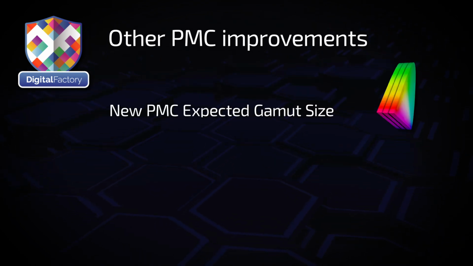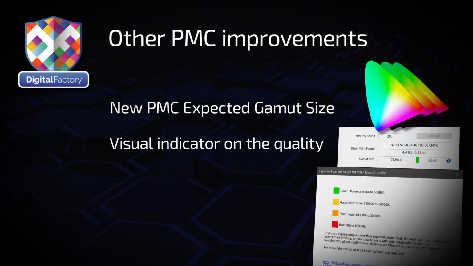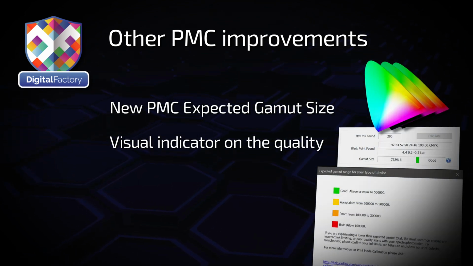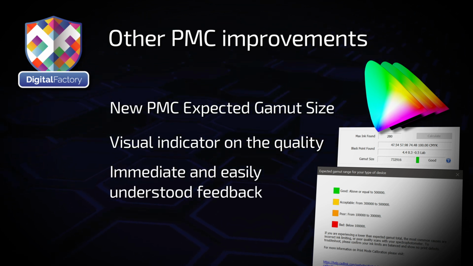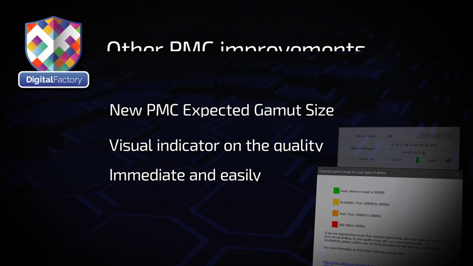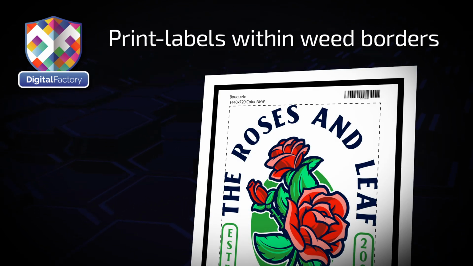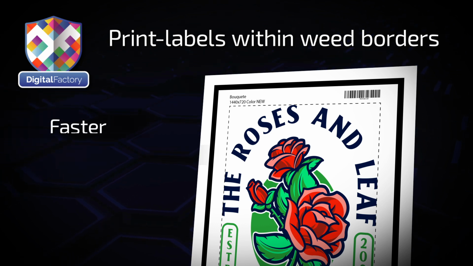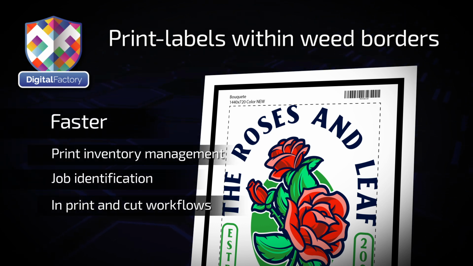Other PMC improvements include the new PMC expected gamut size, which provides a visual indicator on the quality of the gamut size while profiling a device, offering immediate and easily understood feedback on your configured color profile. For cut workflows, Digital Factory can now generate print labels within weed borders. With this, print inventory management and job identification in print and cut workflows is faster and easier than before.